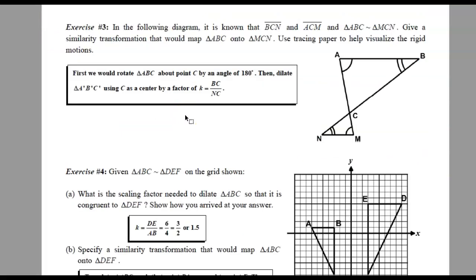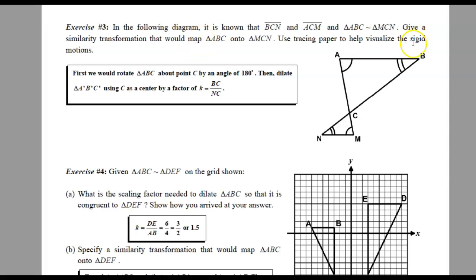All right, in exercise 3, in the following diagram, it's known that BCN and ACM are straight lines, and also that the two triangles are similar to each other. So we can give a similarity transformation here. Again, you can use tracing paper if you want to. What's going to end up happening here, if I'm mapping ABC onto MCN, that sounds like it's a reduction because I'm taking a bigger triangle and making it smaller. So we'll keep that in mind.